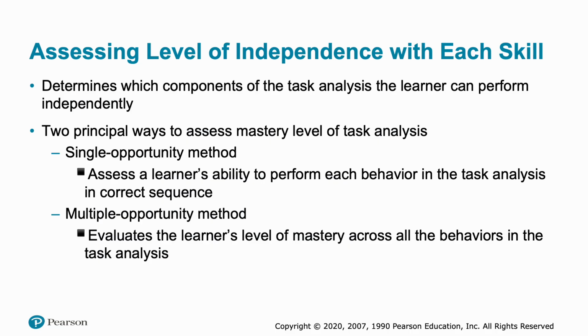Okay, so now that you have your task analysis, let's talk about what you do to basically collect baseline. Okay, how can we assess the level of independence with each skill for a particular learner? There are two ways to determine which components of the task analysis our learner can already perform independently. So our two ways to assess mastery level of a task analysis is to either do the single opportunity method or the multiple opportunity method. And I'll describe what each of these looks like, and I have some examples on the next two slides.